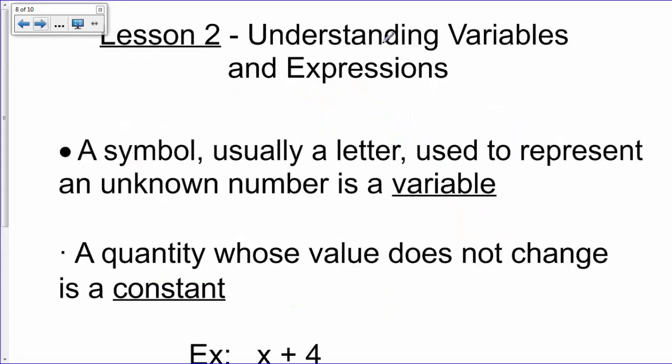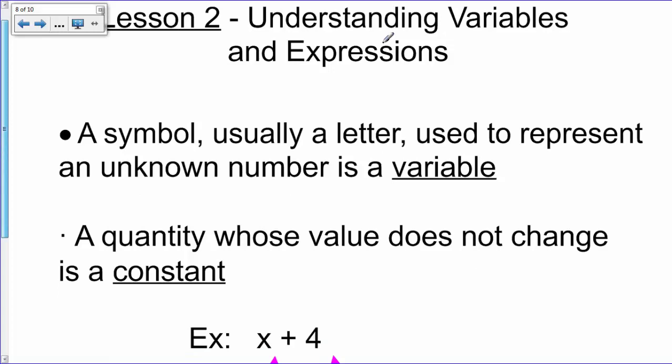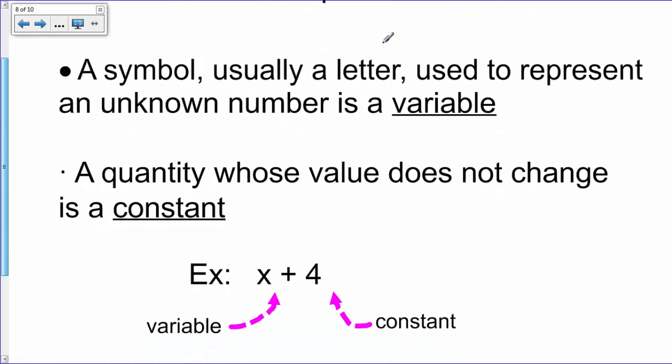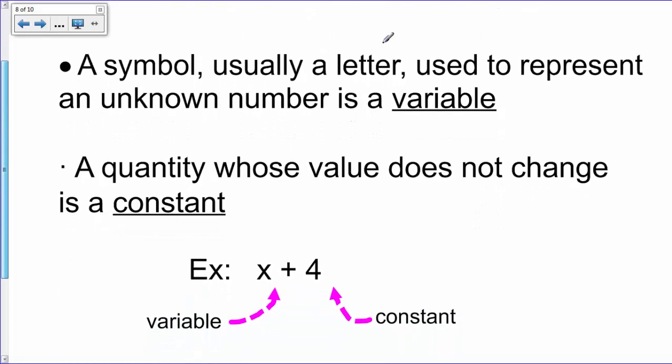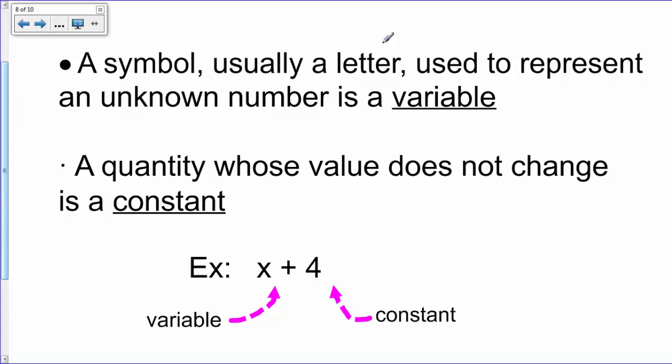Lesson 2, which is understanding variables and expressions. A symbol, usually a letter, is used to represent an unknown number, and that's a variable. And a quantity whose value does not change is a constant. Okay, so a variable varies, and a constant remains constant, which means it doesn't change.